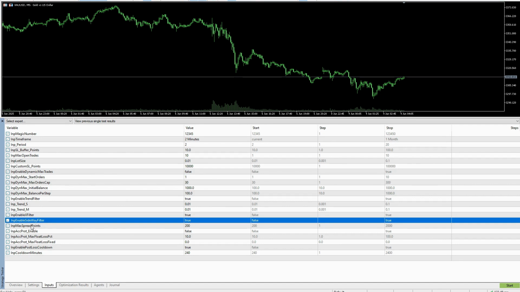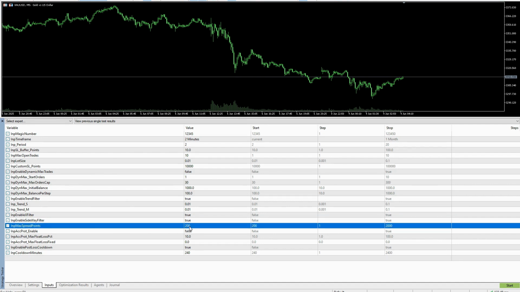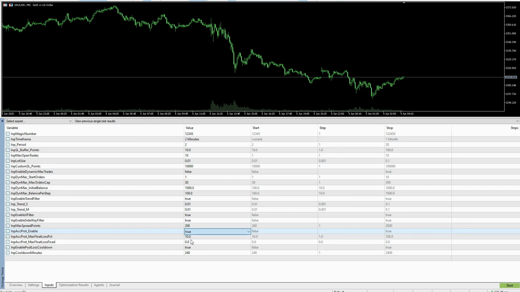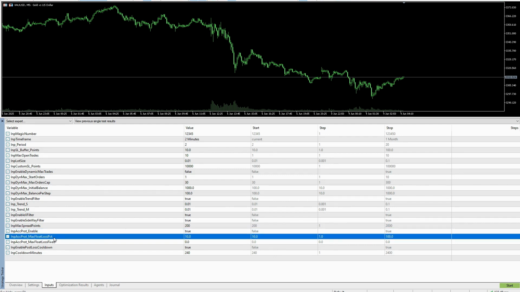The account protection mechanism is a hard stop loss, which will immediately close all open trades if the floating loss reaches the user-defined limit. There are two options, hard SL by percentage and hard SL by fixed amount. In this test, I'll set account protection at 10% of the balance.